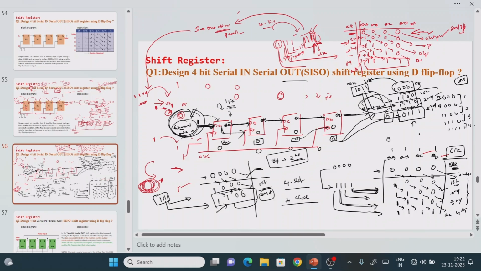So remember, serial in serial out means data should be entered serially and data should be collected serially. At a time you cannot replace 4 values all at once, and at a time you cannot get the 4 outputs all at once, only one after another. That is the meaning of the serial input, serial output operation.